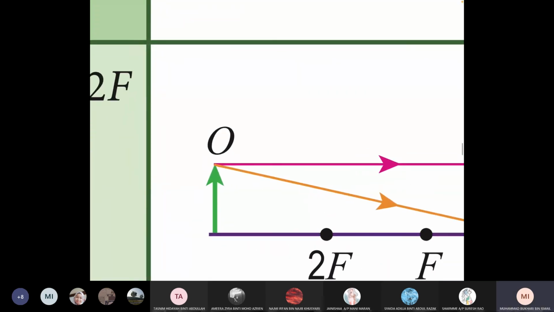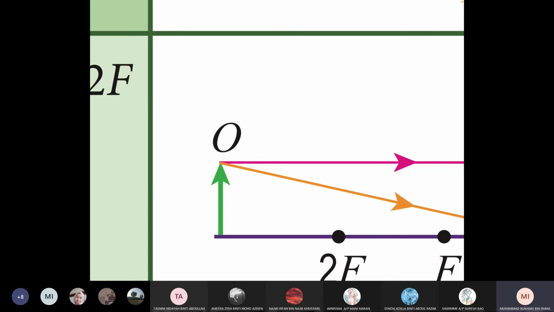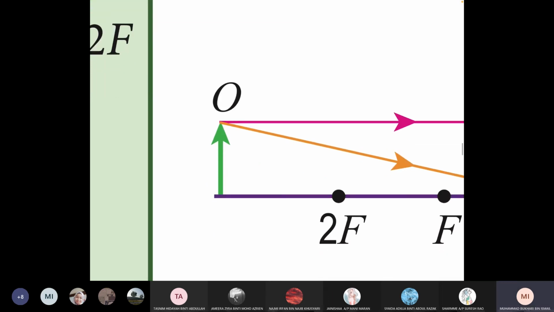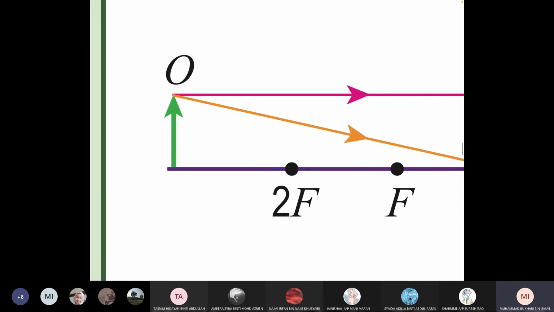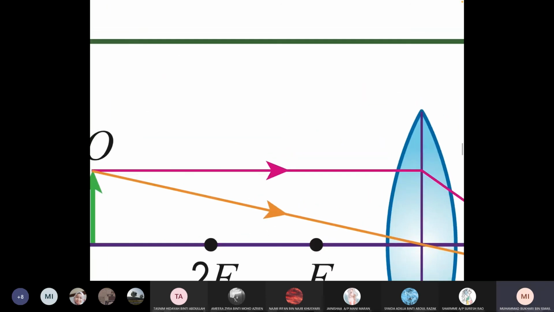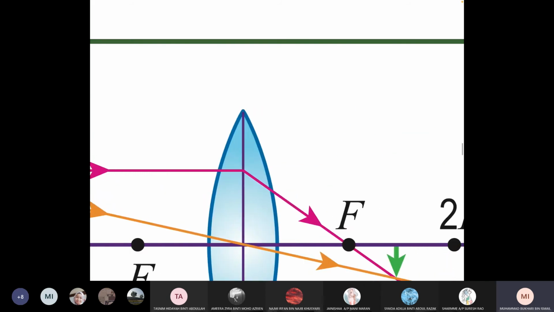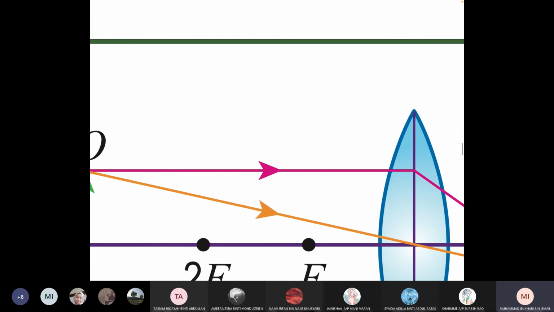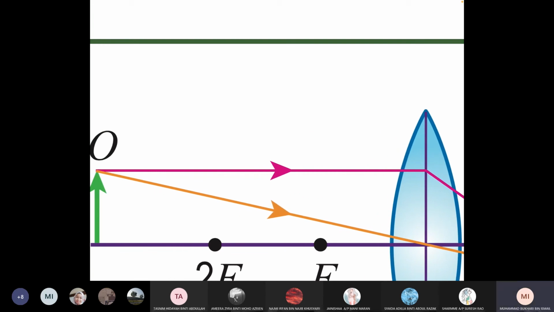Now the object, you can see the green line here. It is the object O. Okay, you can see the object is beyond 2F. So where is the image formed? You can see the purple line. The purple arrow is the second ray. The second ray, light which is parallel to the principal axis, will be refracted to F, and you can see the orange line, which is the first ray.